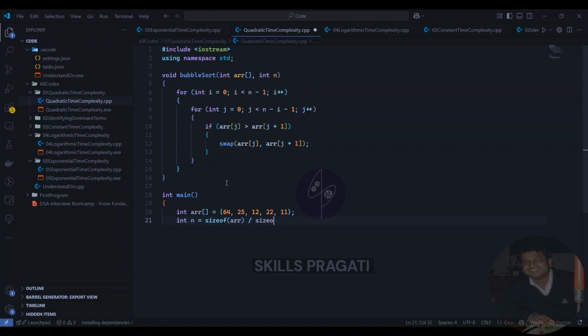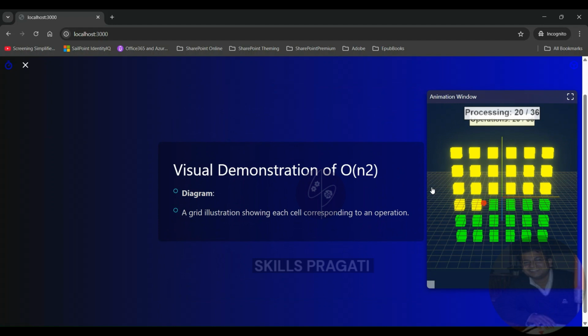Swapping ensures that out-of-order elements are repositioned correctly. After each pass, the largest unsorted element is placed correctly, reducing the number of elements that need to be checked in subsequent passes. The use of two loops means the number of comparisons is roughly proportional to the square of the number of elements. Implication: doubling the number of elements increases the operations by roughly 4 times, illustrating the inefficiency of bubble sort for large datasets.